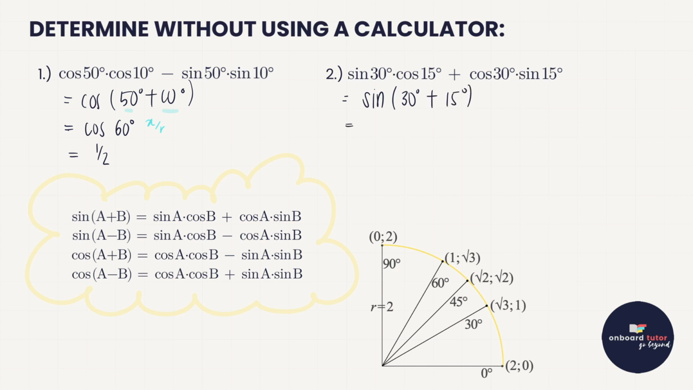Okay, we've got like terms again. So sine of 45, and then that is a special angle. Sine is y over r. So we head over here to our 45 degree line. Y is root of 2, r is 2. So sine of 45, root 2 over 2.